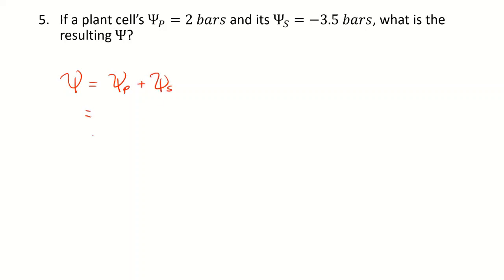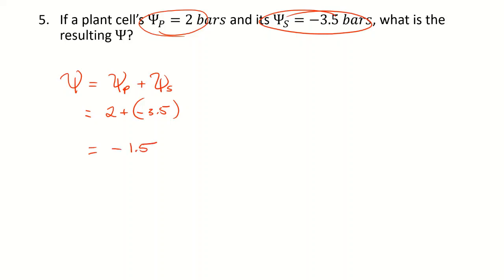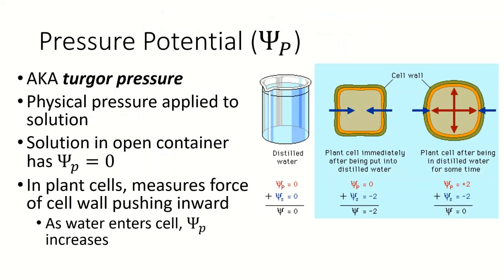And so I've got values for my pressure potential. It's 2 bars. And then I've got values for my solute potential. It's negative 3.5 bars. When I add those together, my total potential is going to be negative 1.5 bars. Okay, the math on this is fairly uncomplicated. What you really need to be able to wrap your head around is the direction of water flow and also being able to visualize what these numbers mean.